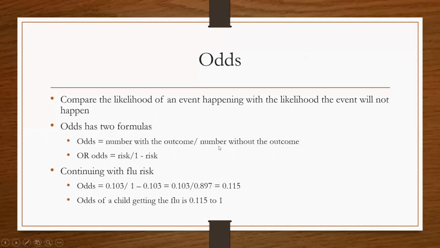So continuing with the flu risk, since I already had that up, it's just 0.103 divided by 0.897 to get that number. So then basically the odds of a child getting the flu is 0.115 to 1.